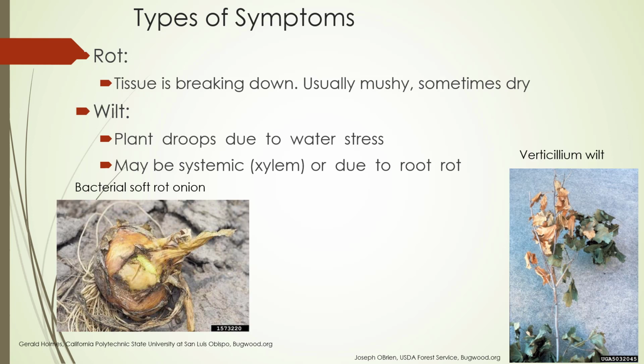So here we have bacterial soft rot on an onion, and there's going to be a very strong smell associated with this as well. And verticillium wilt is a fungal disease, and so that's going to show an entire stem or section of a tree may begin to wilt when the rest of it looks fine.